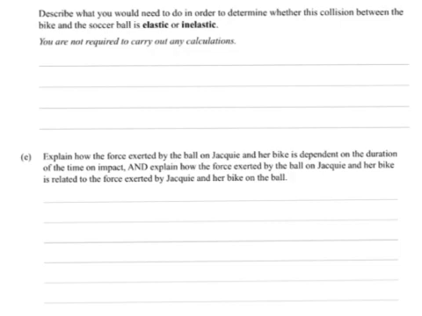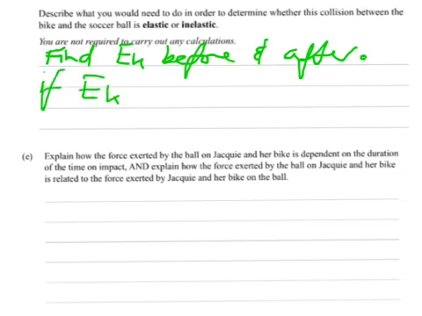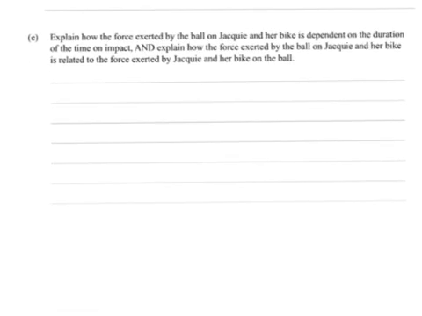Describe what you would need to do in order to determine whether this collision between the bike and soccer ball is elastic or inelastic. There we go, I talked about it before. You need to find the kinetic energy before and after. And you need these velocities that you've calculated for momentum. If EK goes down, then inelastic. Simple as that.